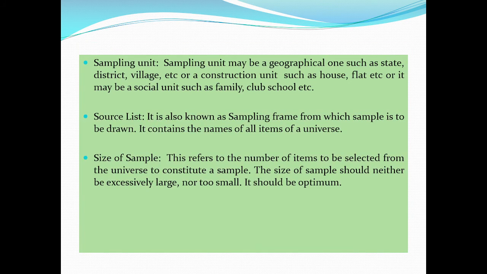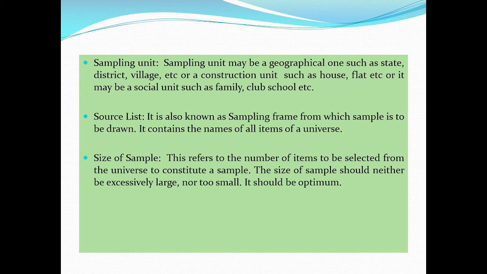Next is the sampling unit. Sampling unit may be a geographical one, such as state, district, village, etc., or a construction unit such as house, flat, etc., or it may be a social unit such as family, club, school, or it may be an individual. The researcher will have to decide one or more of such units that he has to select for his study.